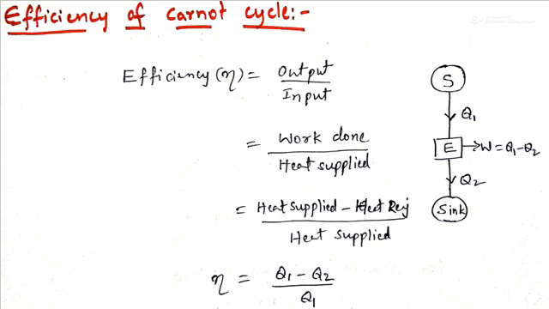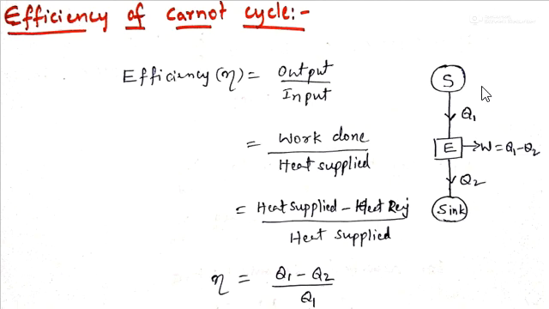Now we are seeing the derivation of Carnot cycle efficiency. From the basic definition, efficiency is the ratio between output and input. Here we are applying this Carnot cycle to a heat engine. We are to find out the efficiency of this heat engine when it is working on this ideal Carnot cycle. So Carnot cycle is the ideal cycle.